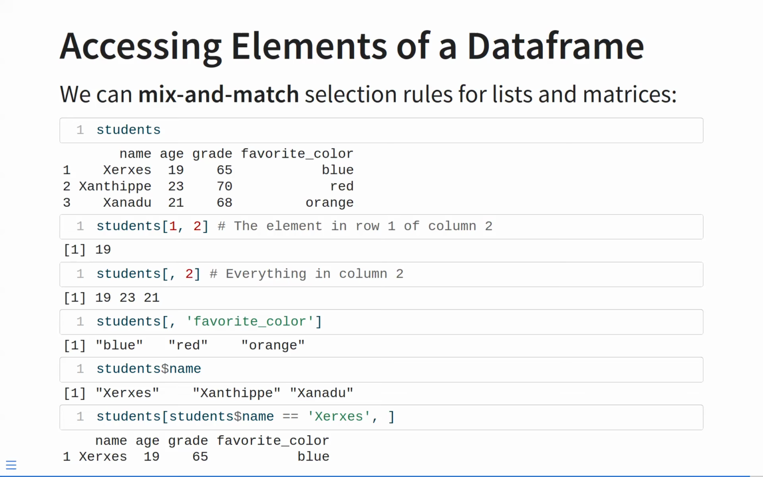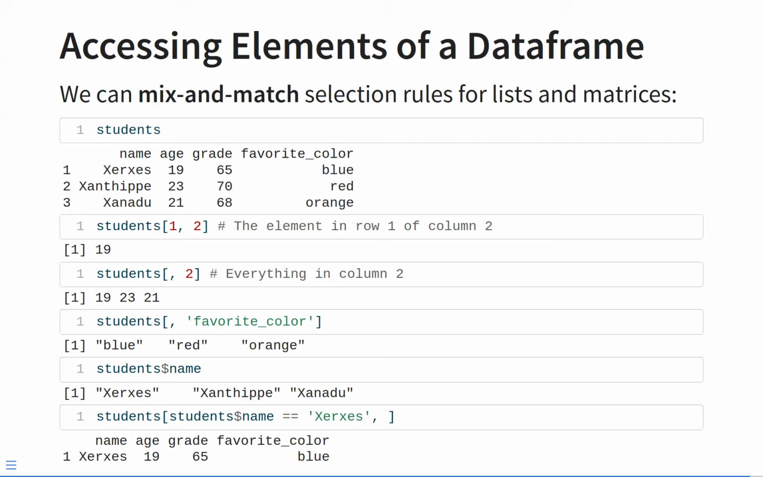We can also use the $ sign notation from lists to access particular columns, because the data frame is a list of columns. That's the way to think about it. It's a list of columns. So the dollar sign in this context is going to pull out one of those columns. Here, students dollar sign name is going to give me Xerxes, Xanthippe, and Xanadu.